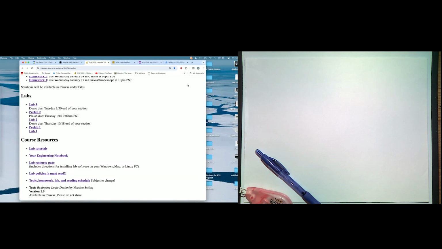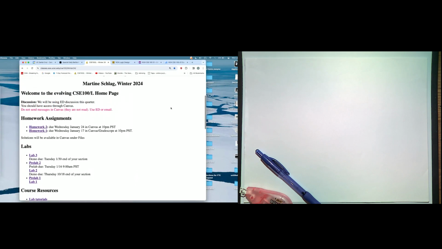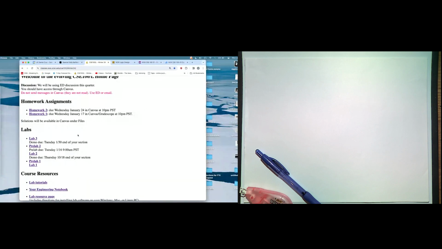So let's get started because I have a lot of stuff to do today. Reminders: homework 2 is due tonight. Lab 3 demo is not due till next Tuesday. However, you should really be aiming to be done at the end of tomorrow, because Murphy's Law says that something will go wrong and you want to give yourself enough time to figure out what's wrong. You don't want to arrive next Tuesday and realize, oh, this won't work.